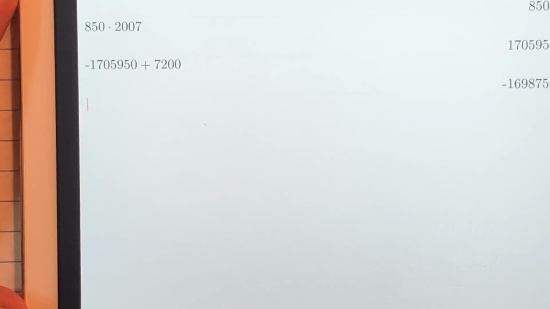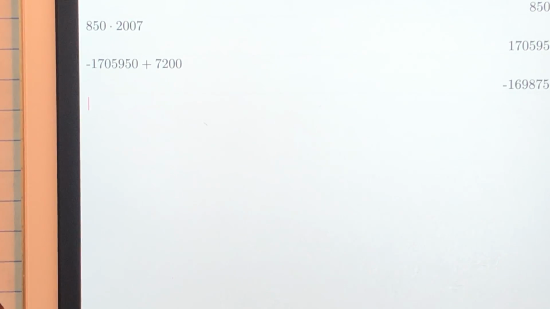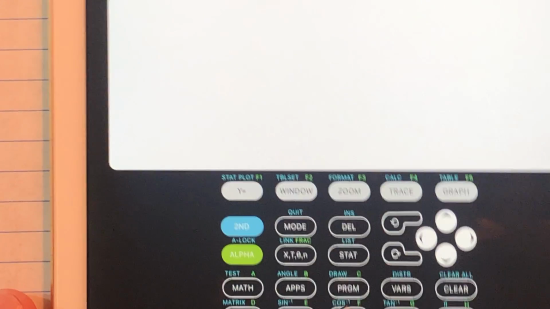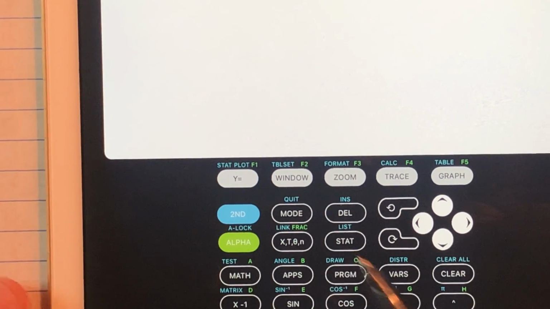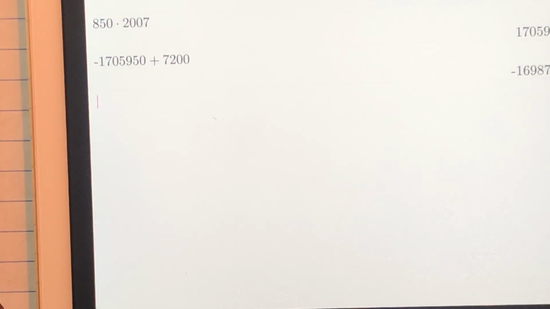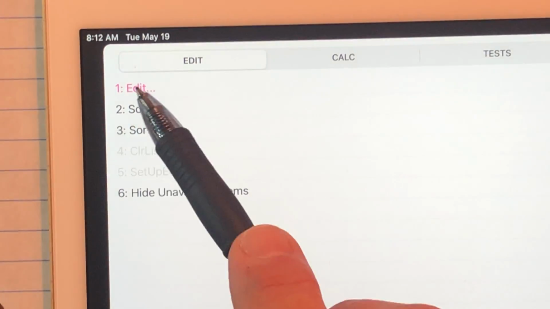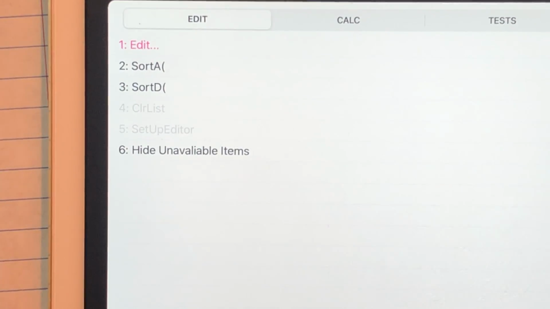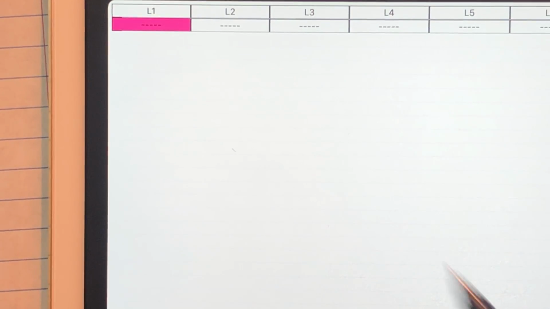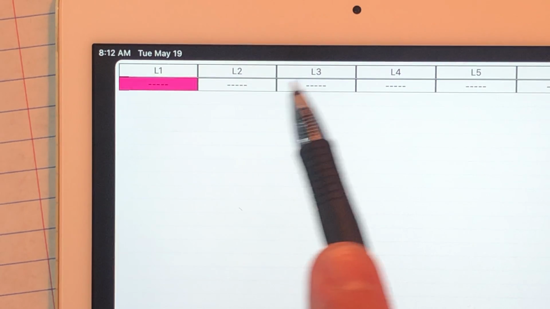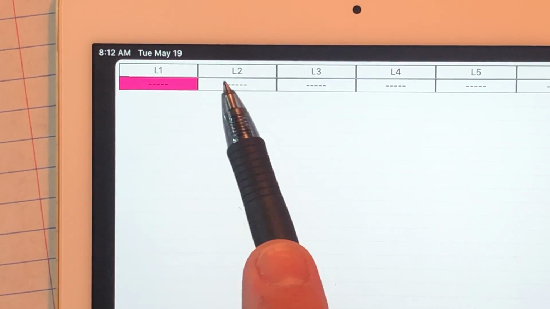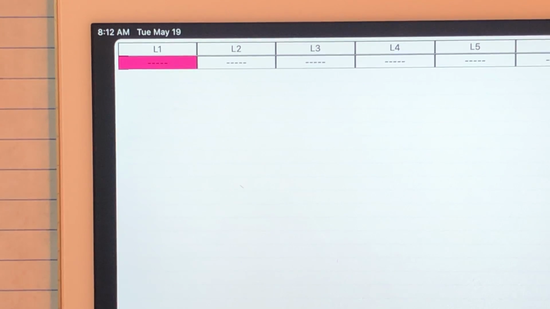The place I'm going to do that is if you hit the stat button, which is this one right here, and you can see where it says edit. Make sure that's highlighted, hit enter. And see, it brings up L1, L2, L3, L4, and L5. So L1 and L2 are the two that we're going to use. I'm going to put in our data.